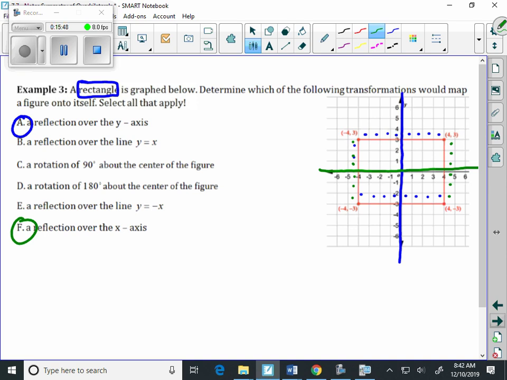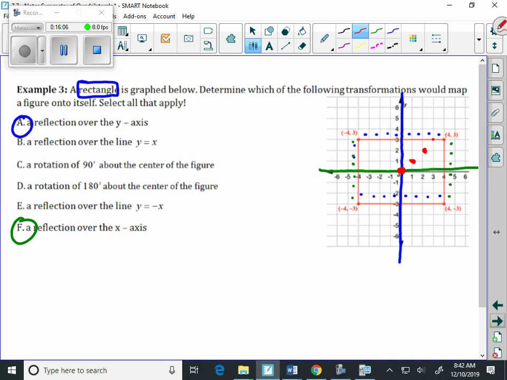Now be careful about letter B here, because there's another reflection. It's the reflection over the line y equals x. But this picture isn't quite square. So remember, if it's not quite square, start at 0 and do the slope of 1 over 1.